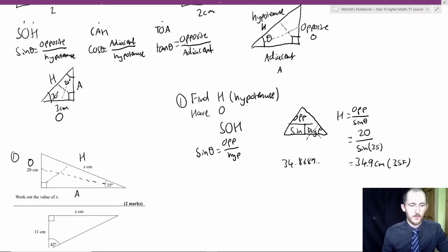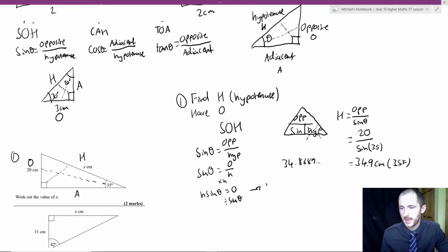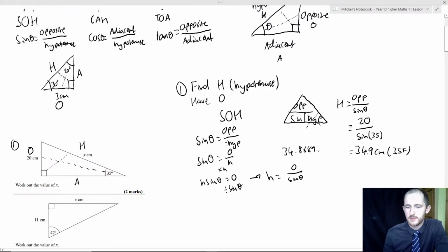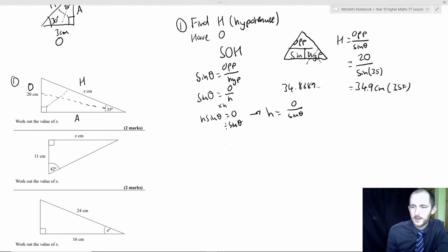If you want to do it with rearranging instead, all you need to do is make this into letters: you have sine theta equals O over H. Rearrange for H, times both sides by H, you get H sine theta equals O. Then divide by sine theta, you get H is equal to opposite over sine theta, which is the exact same equation that we got with the formula triangle. So there's no biggie there at all. Okay, so I think that should be okay for question 1, but let's have a look at question 2 to see if we can practice what we've learned.